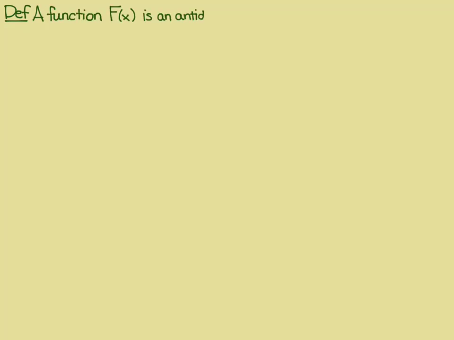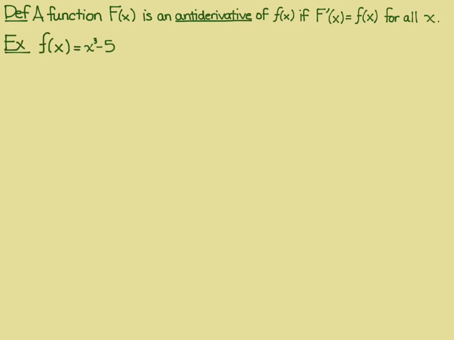We will say that a function capital F of x is an antiderivative of little f of x if capital F prime of x equals little f of x for all x. For example, little f of x equals x cubed minus 5. So to find the antiderivative, that's the process that we were doing on the previous slide, we add 1 to the exponent and divide by the new exponent. So we'll end up with x to the 4 over 4 minus 5x.